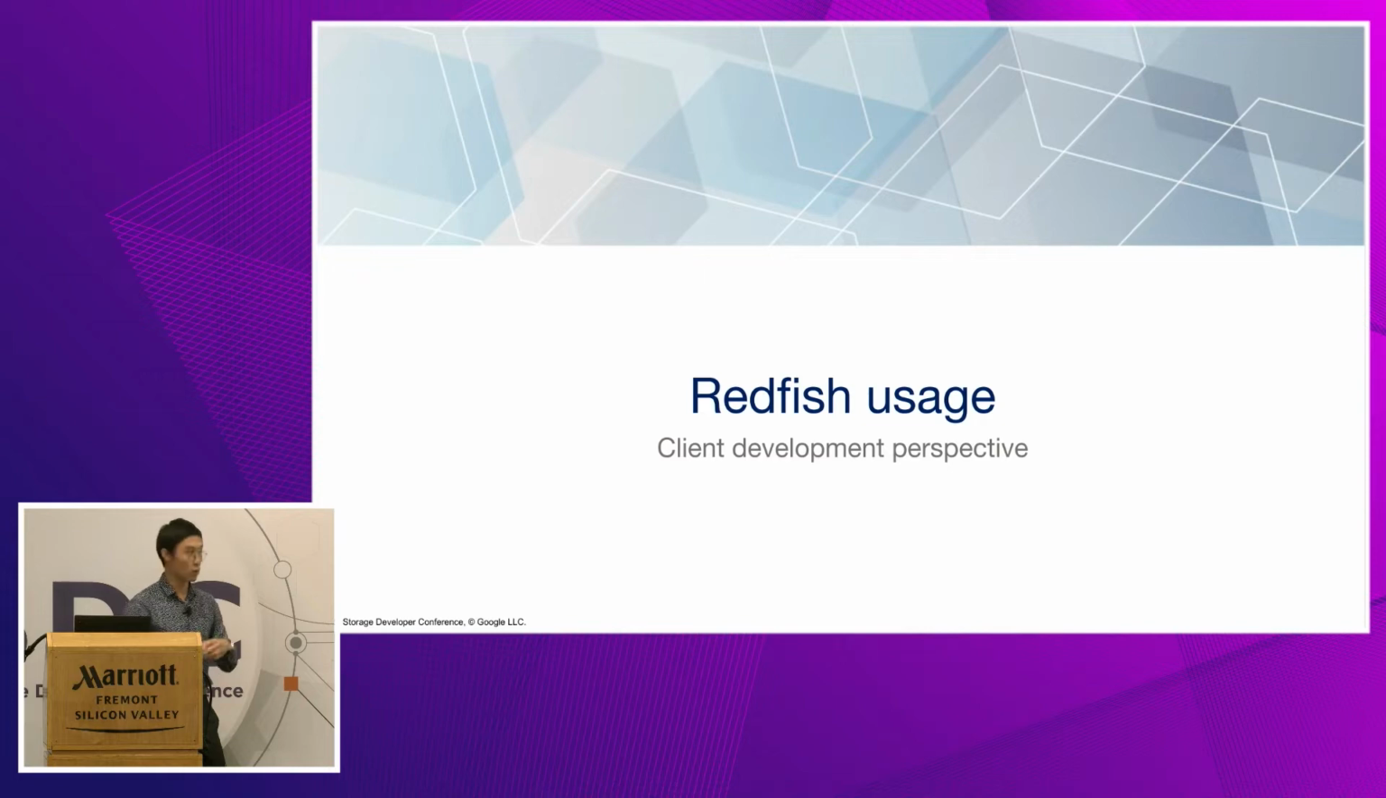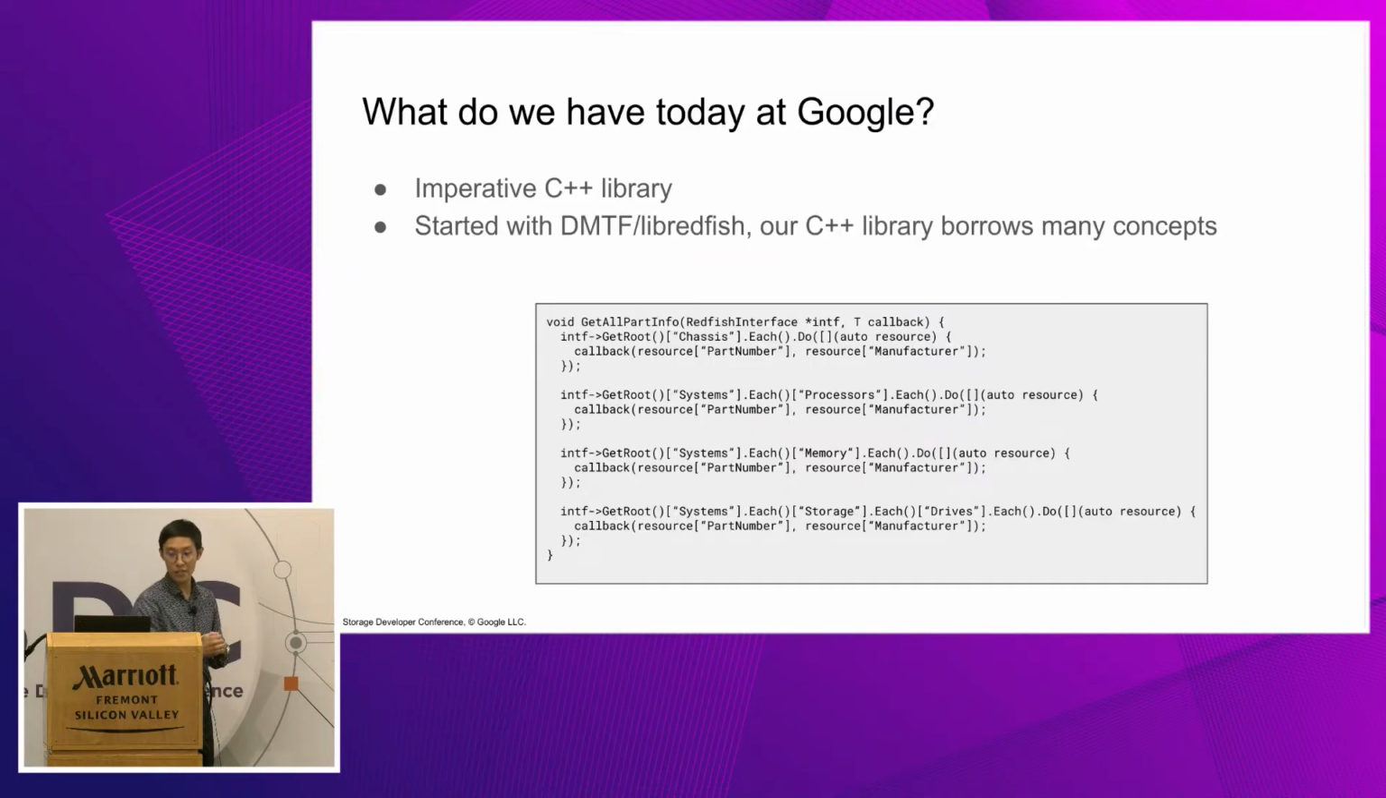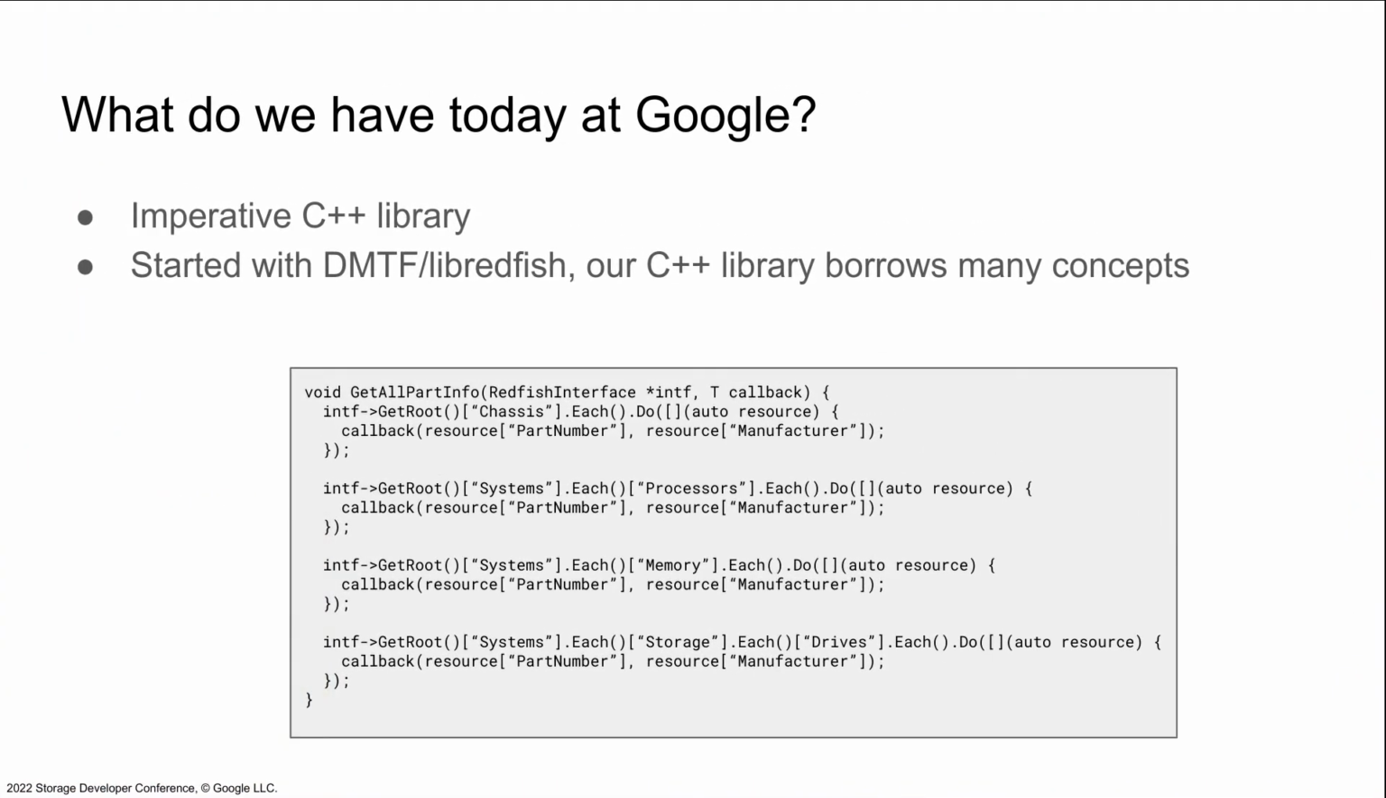So, we're going to start with the client development perspective. What we have today at Google is an imperative C++ library. It's very similar to the DMTF libredfish library, which is a C library. Ours is a C++ library, and we borrowed many of their concepts. Here's a code example, but basically it gives you a way to imperatively query the entire Redfish tree as if it were one giant JSON document and invoke some callbacks. It's just a nifty little way of doing code.